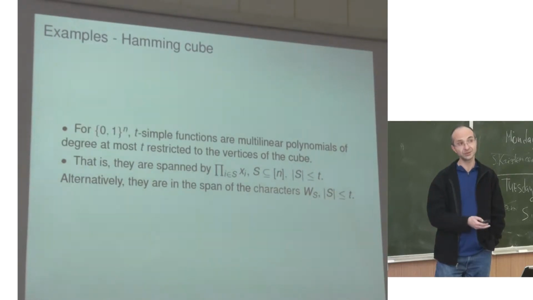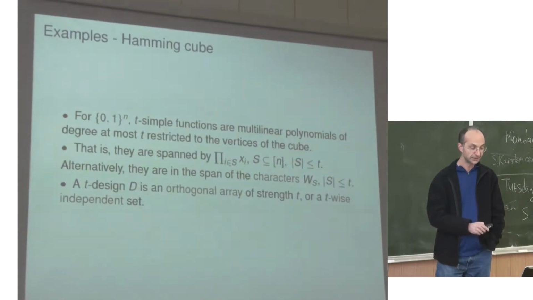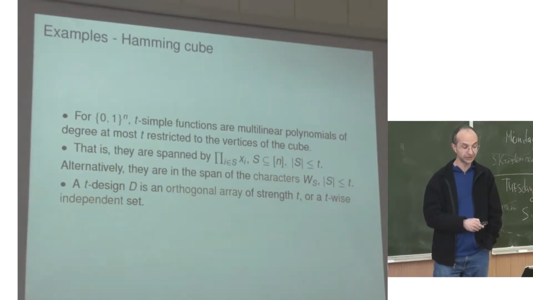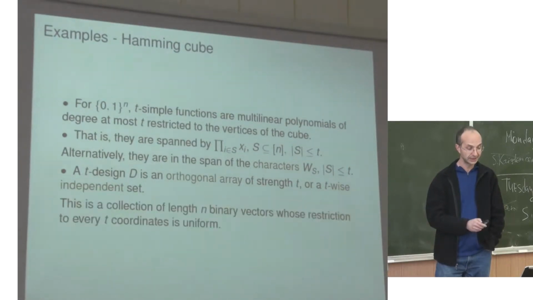Another basis for the simple functions are just the characters of the cube, which is supported on sets of cardinality at most T. So a T-design turns out to be a nice and familiar combinatorial object. In coding theory, we call it an orthogonal array of strength T. This is coding theory notation. In combinatorics and computer science, we call it a T-wise independent set.